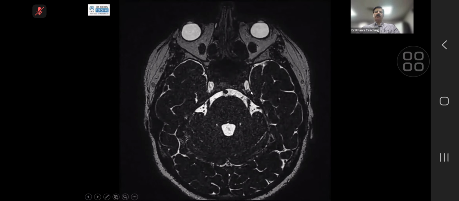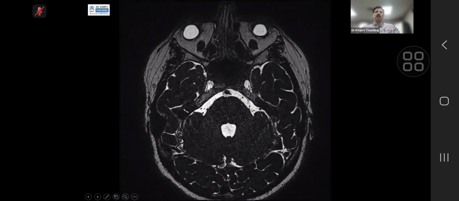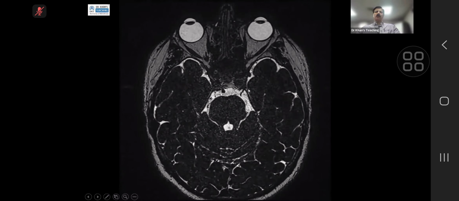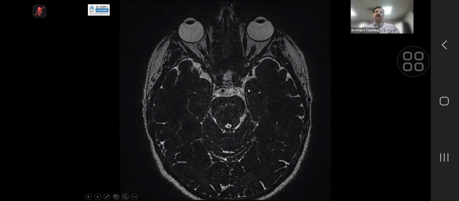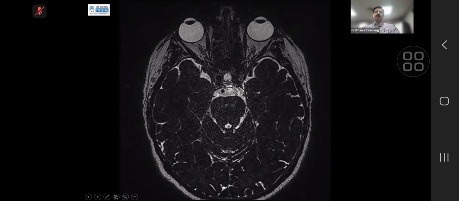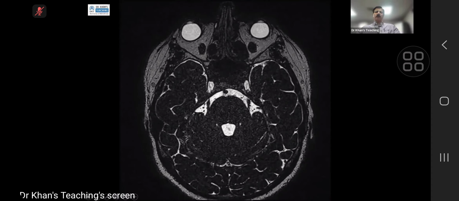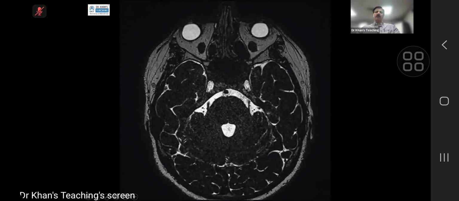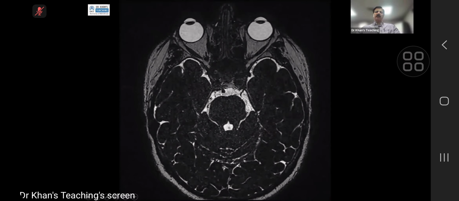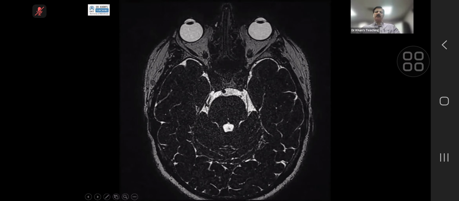And of course, the V3 will go down into the foramen ovale, and the V2 and V1 will go into the cavernous sinus. Now, if you look very carefully on this, we might be able to see the sixth nerve.